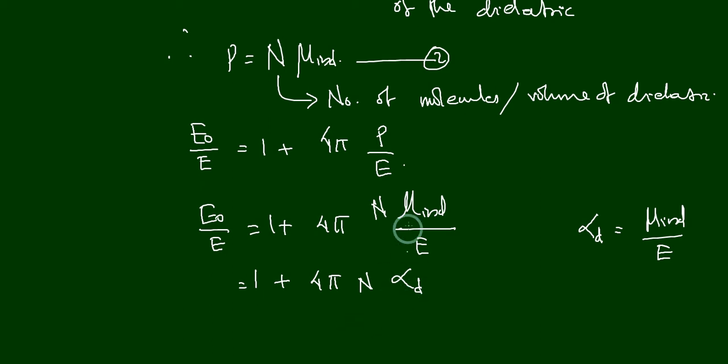So whatever mu induced is here, we can just imagine that it is due to the electronic polarization and the atomic polarization. And that is why we have taken mu induced by E as alpha d, where alpha d is equal to mu induced divided by E.